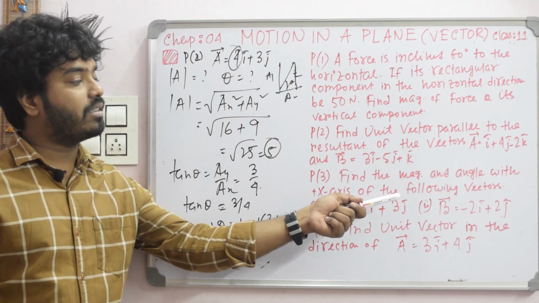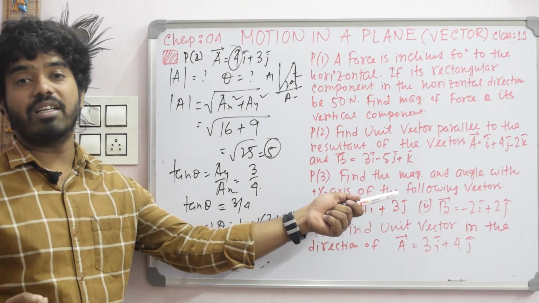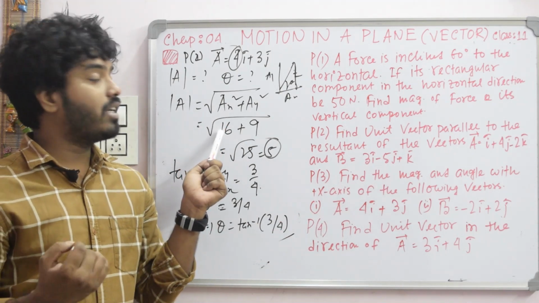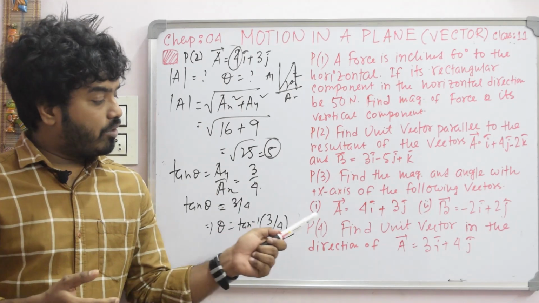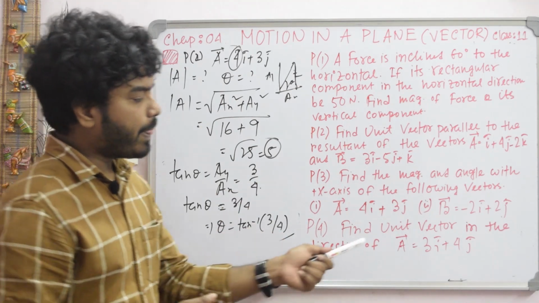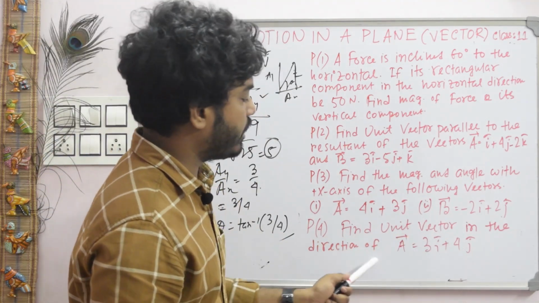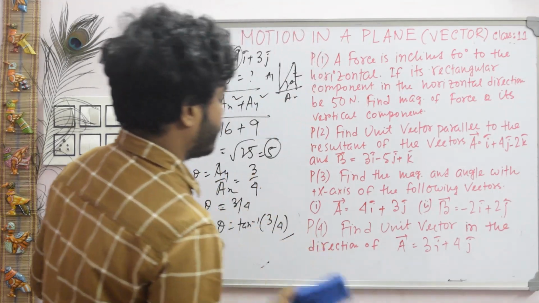Problem for b, so you just see there is 2 minus 2 i cap, that means here will be minus 2 the square, that is 4. Okay, you can solve it. Now you check problem 4. Find the unit vector in the direction of a vector. Solve it.